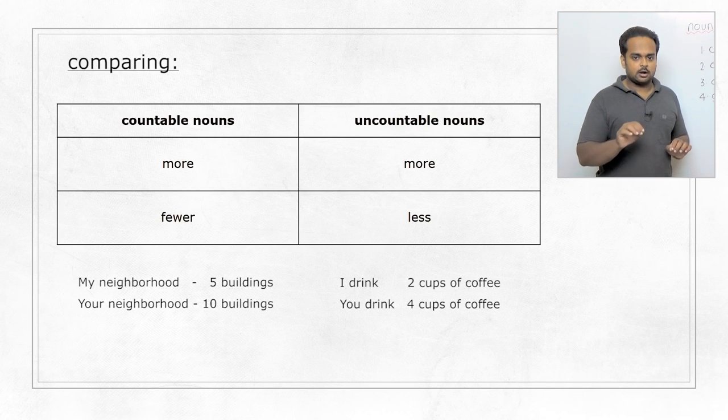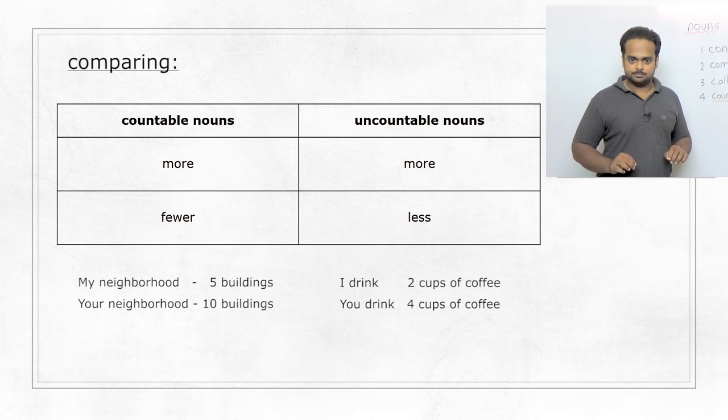This is where a lot of people go wrong. People say there are less buildings in my neighborhood. That is grammatically incorrect because with countable nouns, you cannot use less, you have to use fewer to compare. So remember these rules and remember not to make the common mistakes that we discussed here.